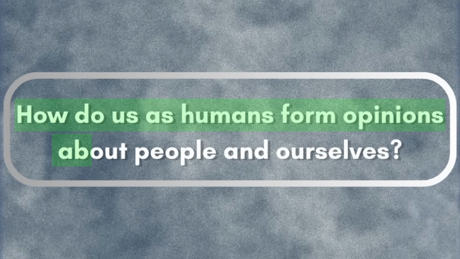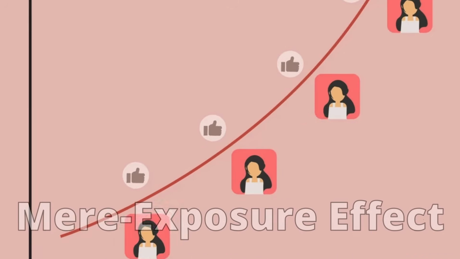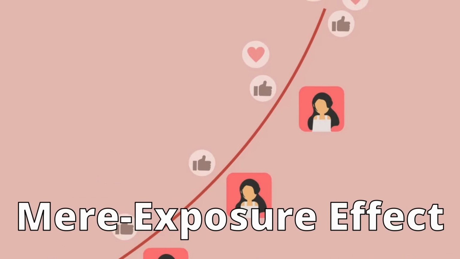But here's a question for you. How do we as humans form opinions about people and ourselves? The answer is with quite a lot of things. Let's go ahead and talk about them. The mere exposure effect means the more we see something, the more we tend to like it.